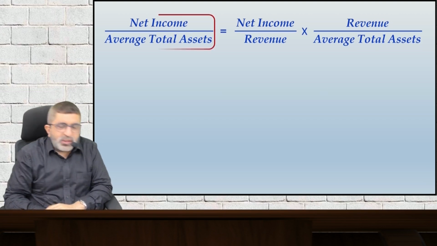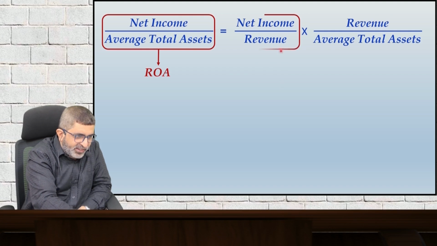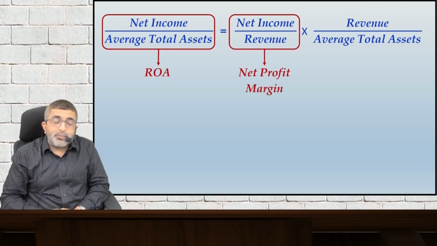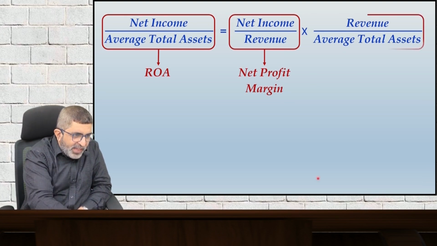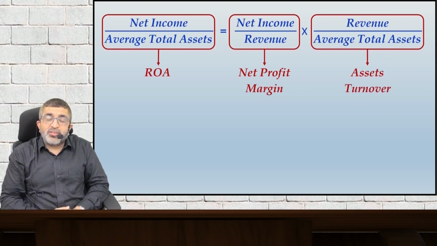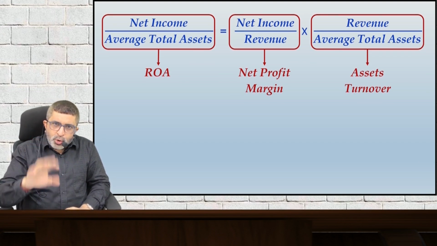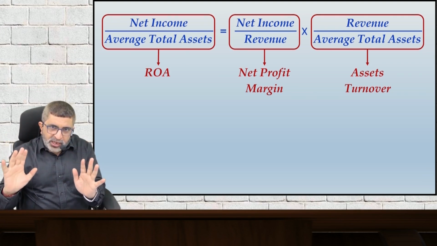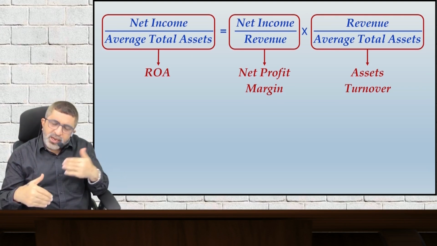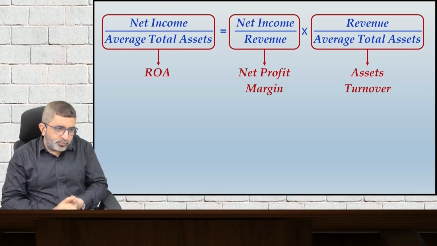So on the left hand side we know that this ratio is return on asset, ROA, whereas the ratio on the right hand side, this one, is the net income by revenue ratio, which we identify as net profit margin, and the last ratio over here, revenue by average total assets, is the total assets turnover ratio. We can simply call it assets turnover, correct? Total assets turnover ratio is the proper name of that ratio, but when we generally speak, we can just call it assets turnover. It indirectly means the same thing, that is total assets turnover ratio.